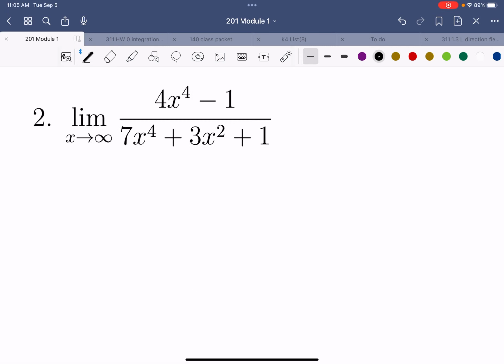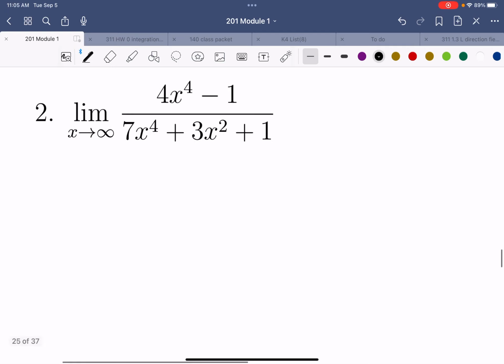Okay, next we've got this one. And again, if we plug in, we're going to get infinity over infinity. And what we want to do is we've got a leading power of 4 in both places. So I know what I'm going to multiply by 1 over x to the 4th, top and bottom.